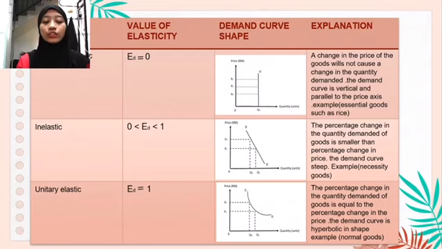The third is unitary elastic. The value of elasticity for unitary elastic is ED equal to 1. The explanation is the percentage change in the quantity demanded of the good is equal to the percentage change in the price. The demand curve is hyperbolic in shape, for example, normal goods.